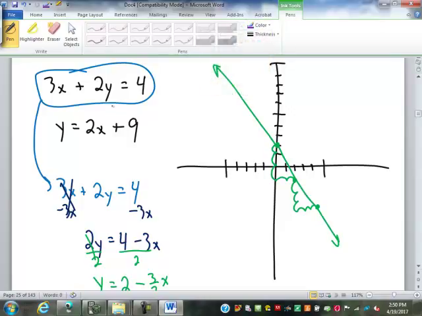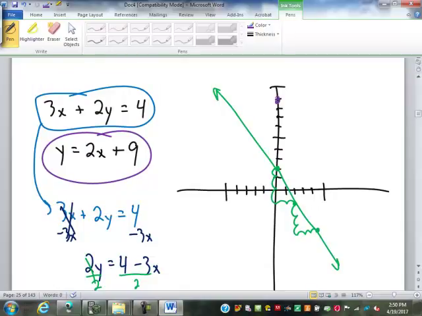Now our second equation here, is that ready to graph? Yes, it is. Where do we start? 9. We start at 9. And from there we go up 2 over 1, since it's a positive 2. So it's right there. We see that that's heading in the wrong direction. They're heading away from each other. So I'm going to back it up. So I'm going to go back 1 and down 2. Back 1 and down 2.